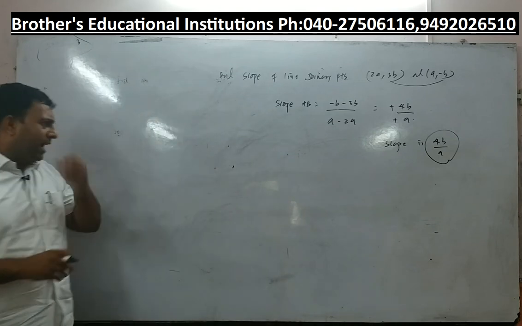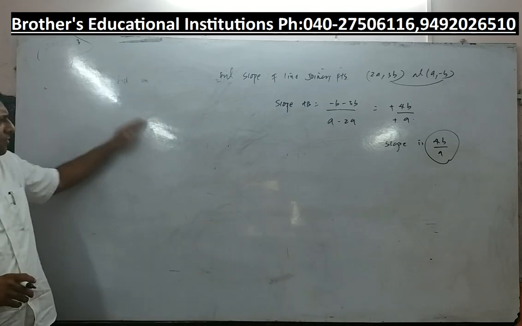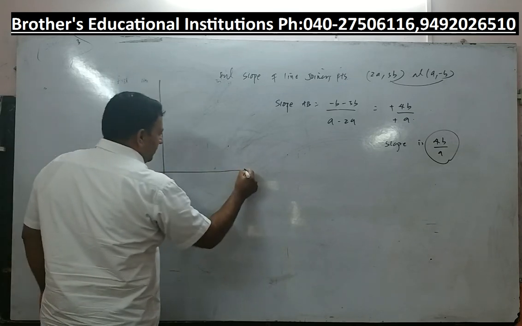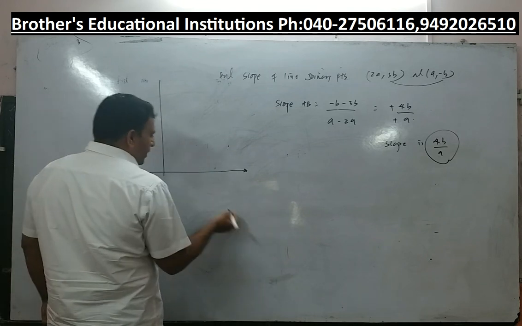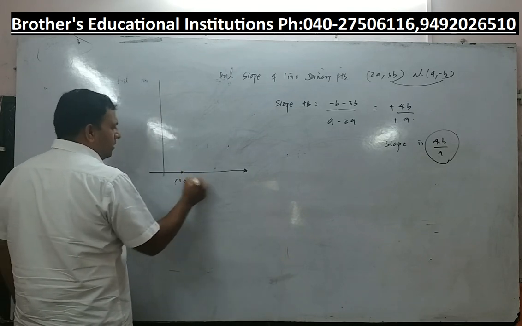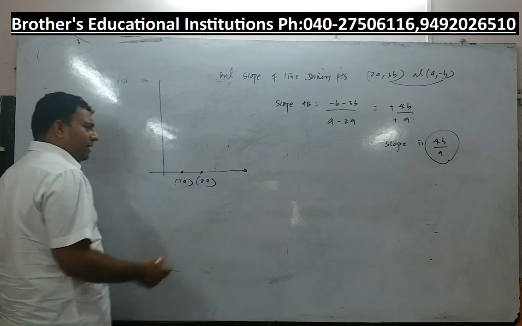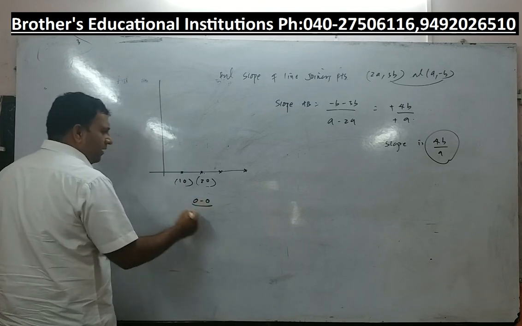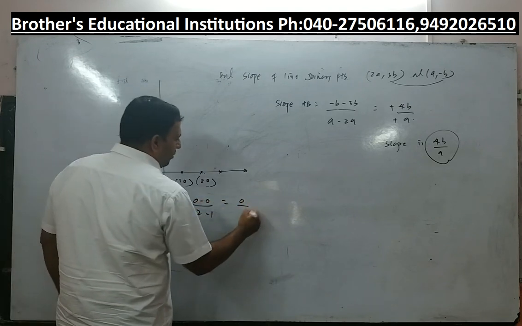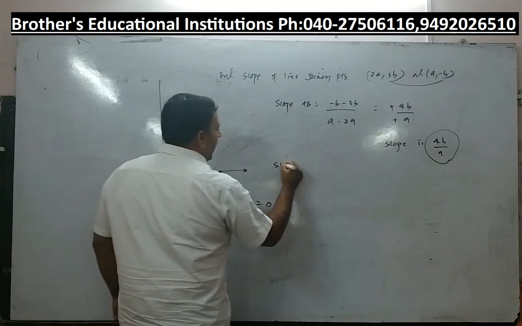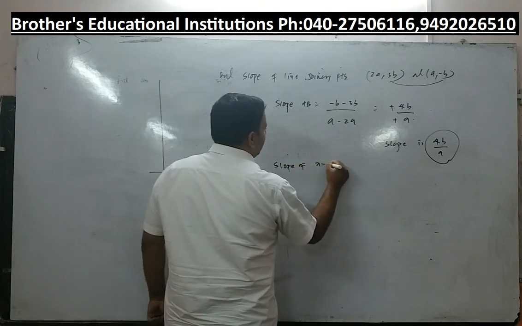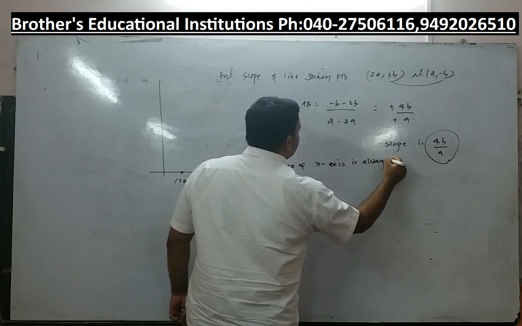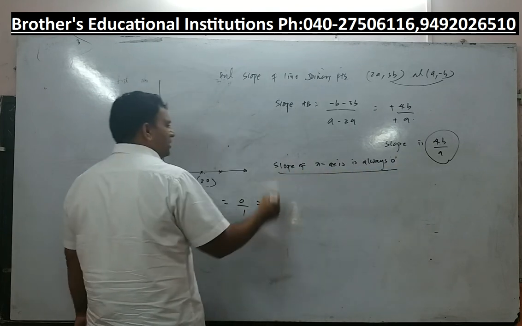Now apart from that, once you have understood the concept of slope, one more piece of knowledge, for your knowledge I am telling you. Remember any point on the x-axis is of the form (a, 0). So this point is 1 comma 0. This point is 2 comma 0. Like that you write. If I find the slope of any 2 points on the x-axis, what is the formula? (y2 minus y1) by (x2 minus x1). So ultimately 0 by 1 is equal to 0. This is for information. Slope of x-axis is always 0.